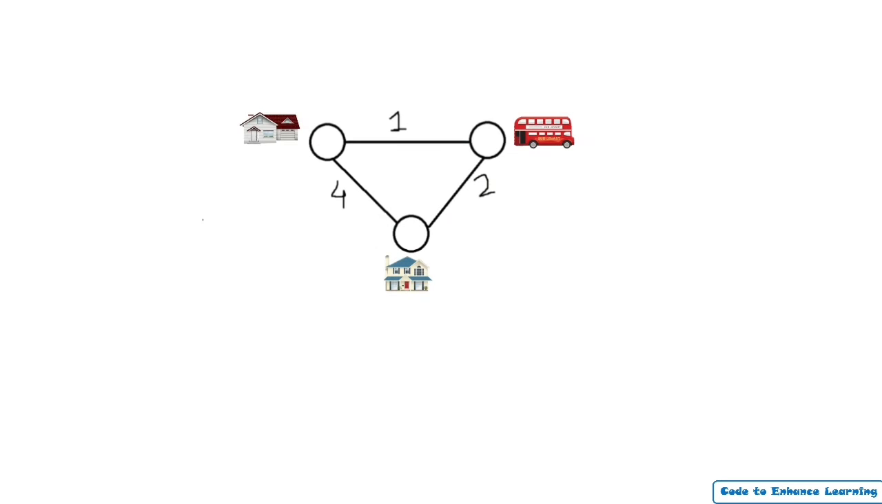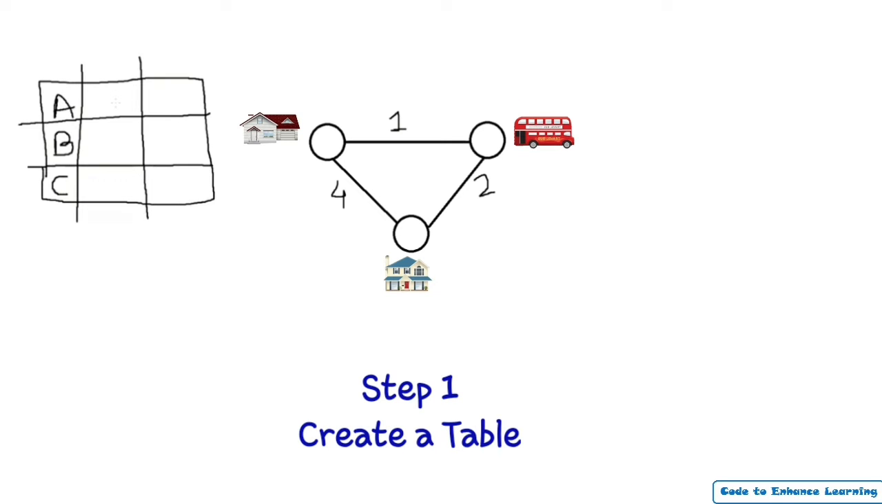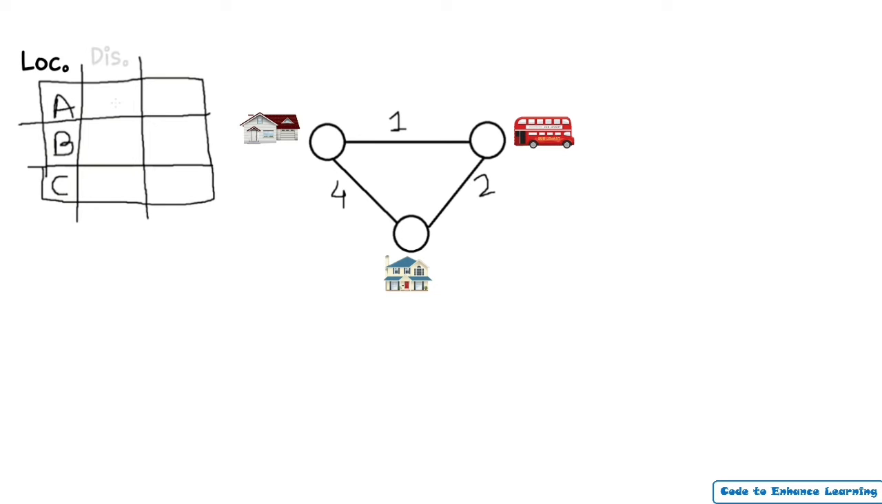To begin, we are going to create a table. The table has 3 columns and the number of rows in the table is the number of locations. In our case, it will be 3. The first column represents the location. The second column represents the shortest distance to that location. The third column tells us from which location we got the shortest distance. This will help us find the path finally. So the second column finds the shortest distance and the third column helps us to find the path that we will take.